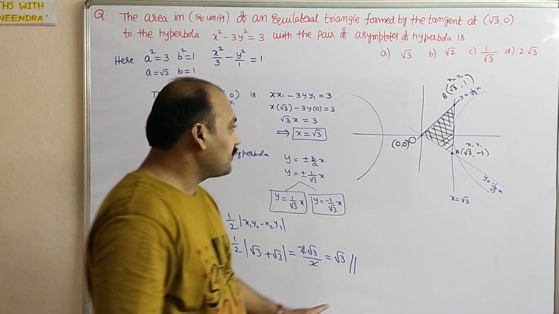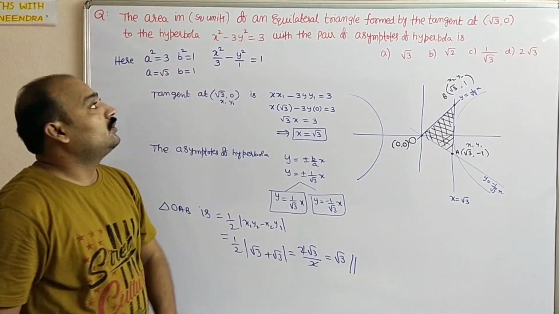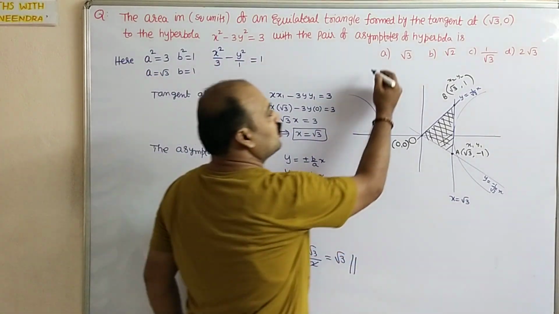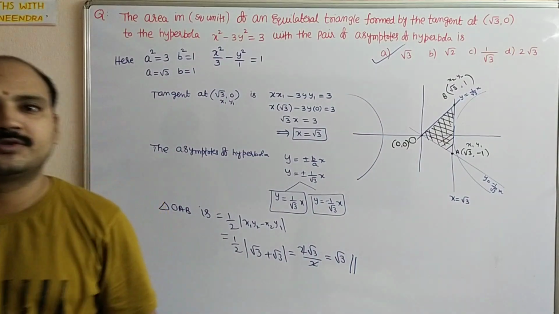So therefore, the area of the triangle formed by the tangent at (root 3, 0) and the asymptotes of the hyperbola is root 3 square units. We will move to the next question, dear students.